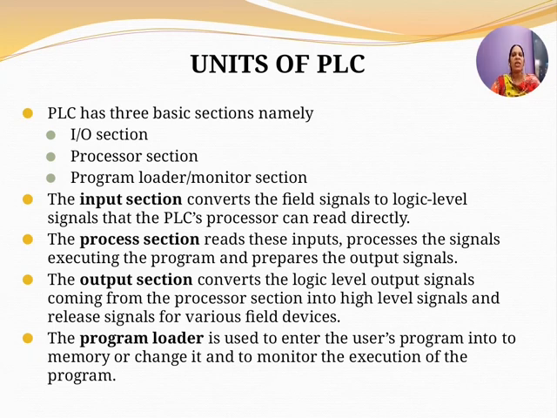The output section converts the logic level output signals coming from the processor section into high level signals and releases the signals for various field devices. So what does the output section do? It converts the logic level output signals that are coming from the processor section into high level signals and releases these signals for various field devices.